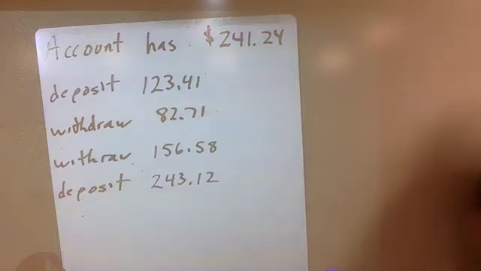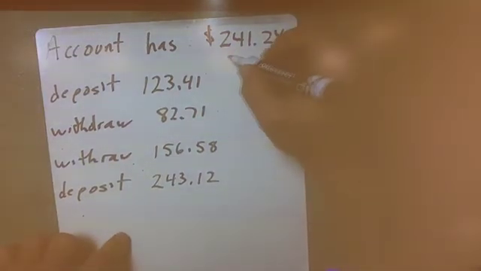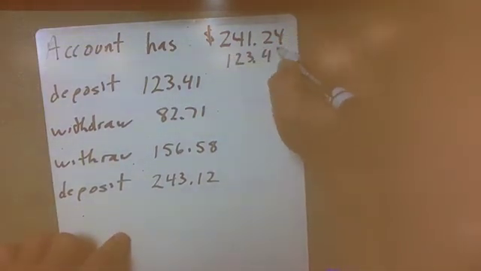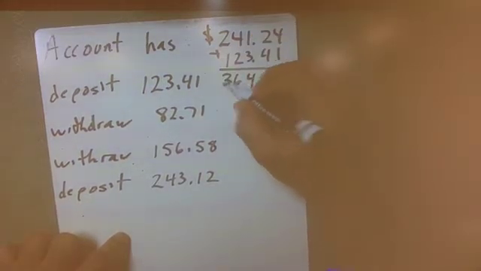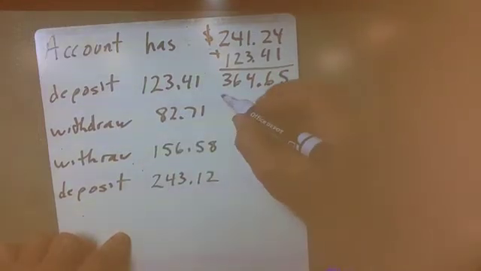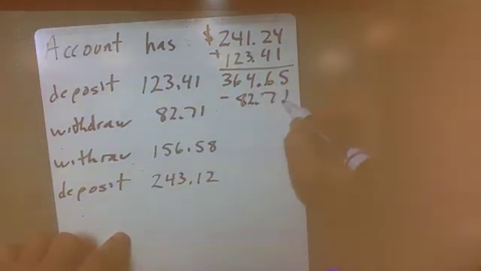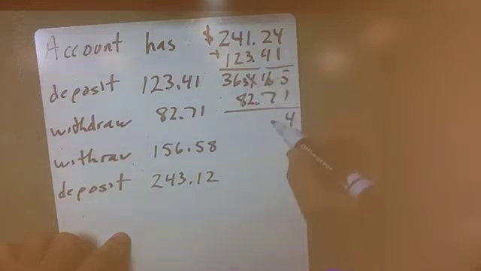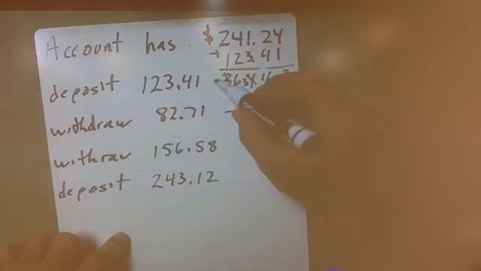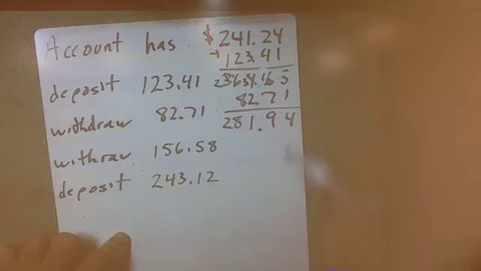You could say, first I deposited 123.41, so that's adding. So I'm up to 56463. So I'm up to that amount. Then I withdrew, so I subtract 82.71. So subtract. Borrow from the 6 to make it a 5. Actually, you don't have to borrow. What am I doing here? So just 5 minus 1 is 4. Here, borrow from the 4, make it a 3. So that's a 9, 1, borrow 8, 2. So now I'm down to 281.94.